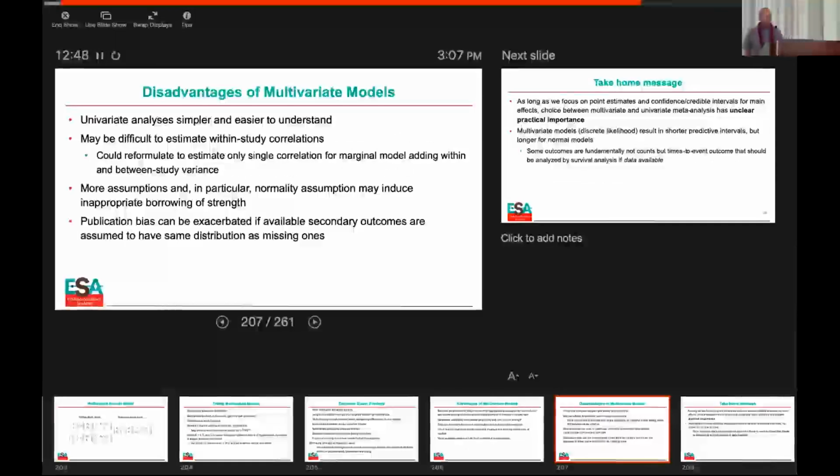The disadvantages are that the univariate analyses are simpler and easier to understand. The correlations are difficult to find, and sometimes to estimate. There are more assumptions, and in particular, assuming normality may introduce inappropriate borrowing of strength. And you can exacerbate publication bias if the available secondary outcomes are assumed to have the same distribution as the missing ones, and they don't.